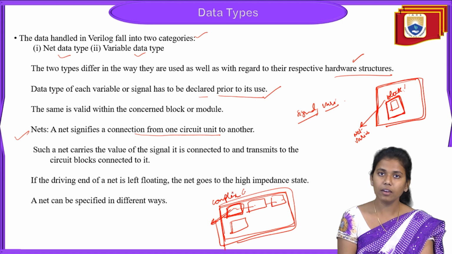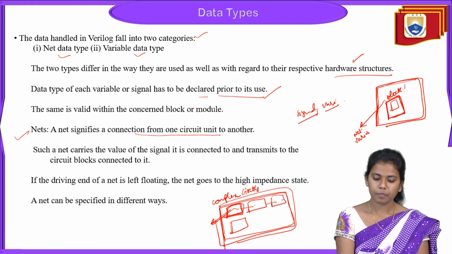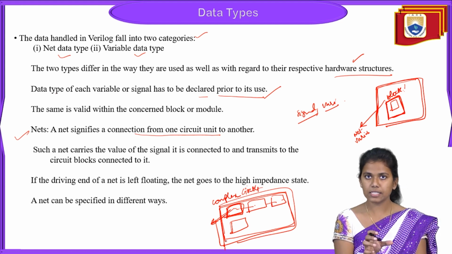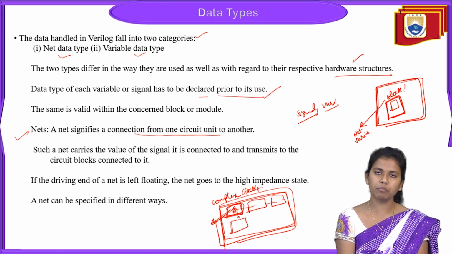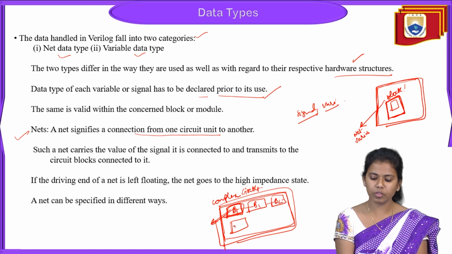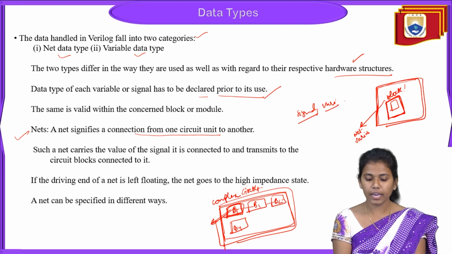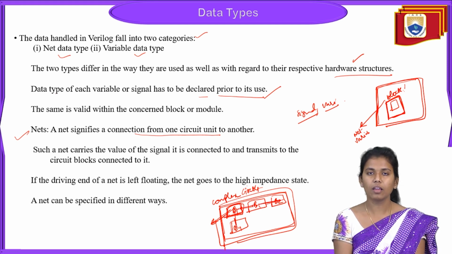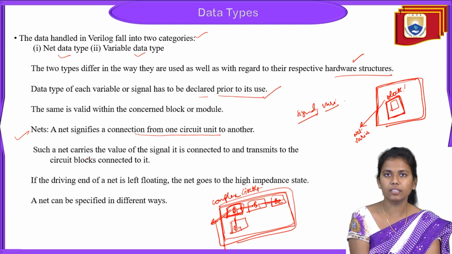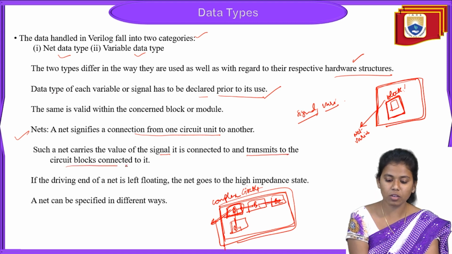As I said, if you are considering a complex circuit, this net signifies the connection from one circuit to another circuit. So here you have many blocks: block 1, block 2, block 3, block 4. What is a net? The net indicates the connection from one circuit to another, from one block to another block. This is nothing but the net, and such a net carries the value of the signal it is connected to and transmits it to the circuit blocks connected to it.